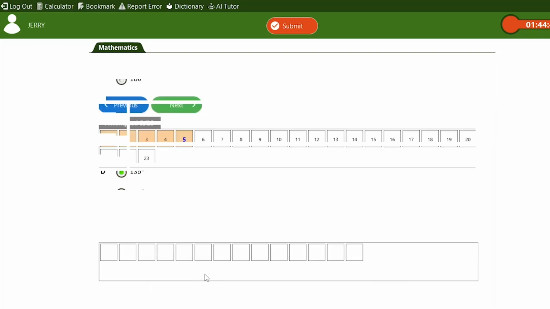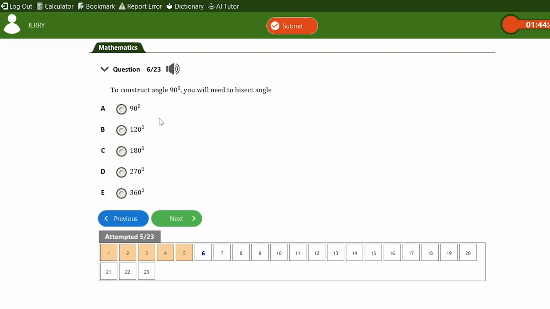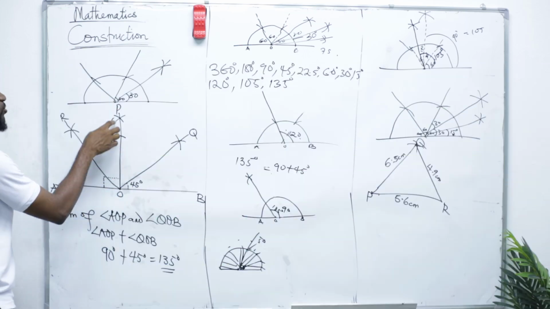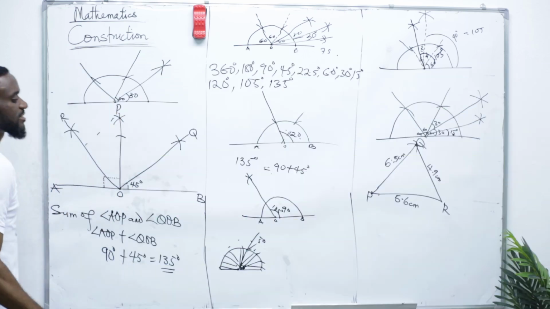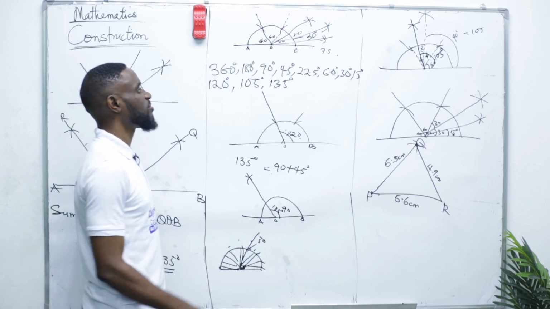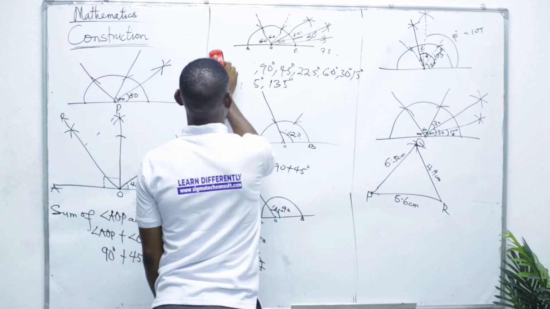The next one we have here is to construct 90 degrees. Let's leave this; we are coming back to here. There's a question also that will direct us to this. To construct angle 90 degrees, you will need to bisect what angle? What angle are we supposed to bisect to get 90 degrees? Which angle was bisected here to get this 90 degrees? Can you still remember? This is what we did.